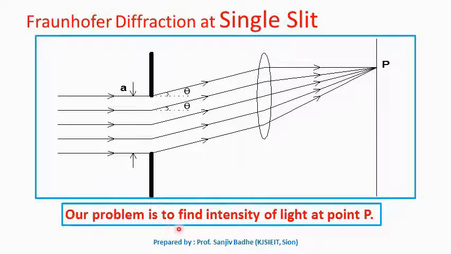Our problem here is to find what is the intensity of light at point P due to the light waves which are diffracted at an angle theta. So let us try to find the intensity of light at point P. To find the intensity of light at point P, we will try to find out the resultant amplitude of the wave disturbance arriving at point P. So let us see how that can be done in the further slides.